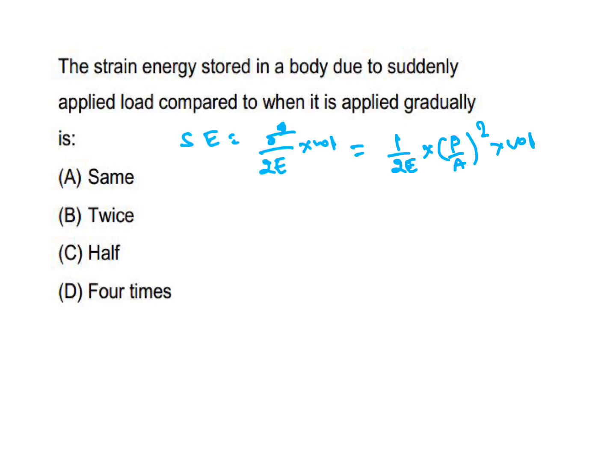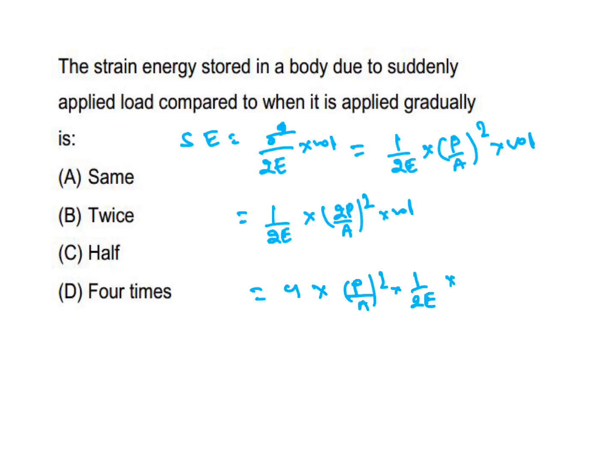square into volume. We know when it is suddenly applied, the load increases by 2 times. So 1 by 2 E into (2P by A) square into volume. So 4 times P by A square into 1 by 2 E into volume. So 4 into sigma square by 2 E into volume. Answer is 4 times.